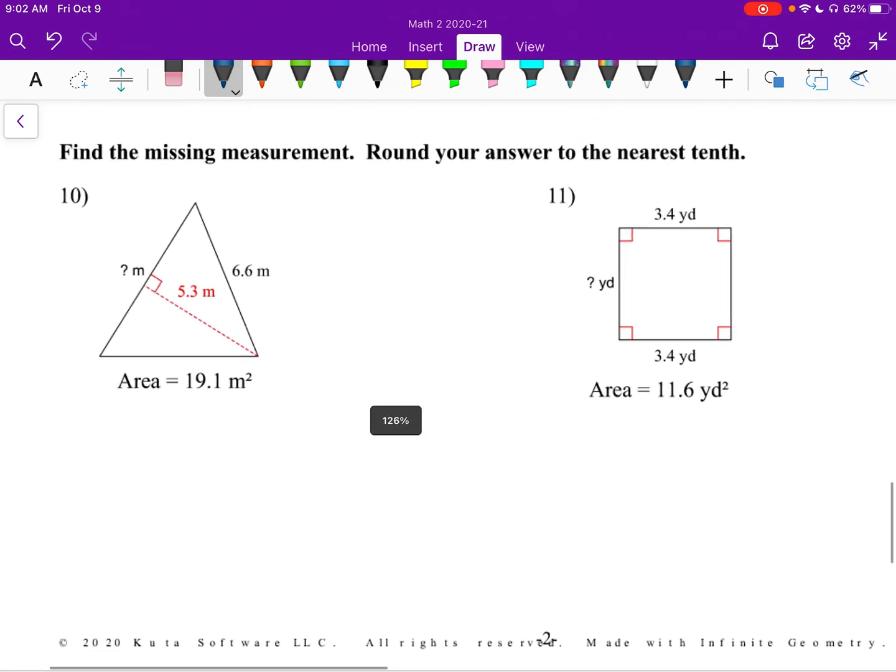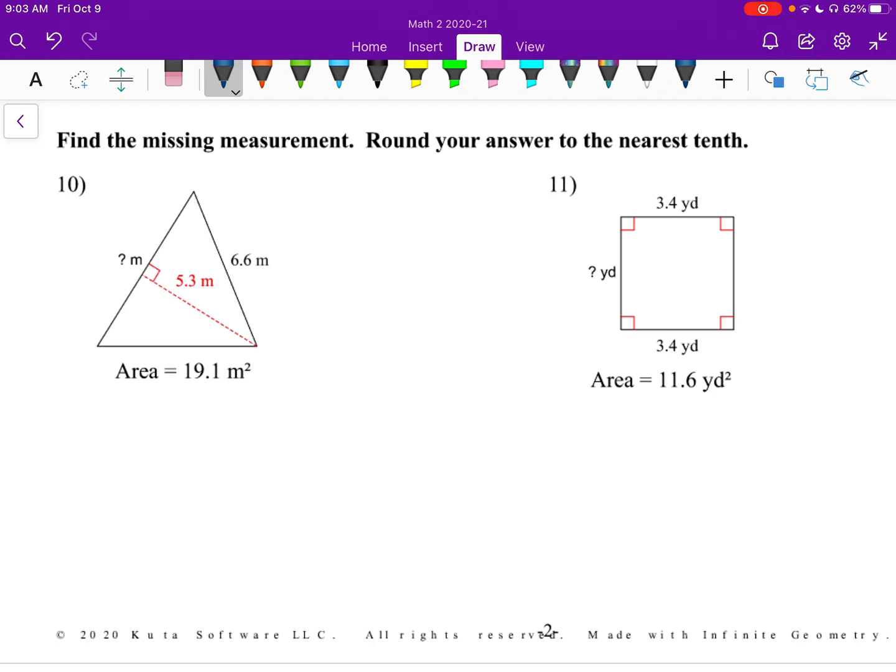Number 10 to number 11, we're going to find the missing measurement, and we're going to round our answer to the nearest tenth. So here they give us the area, and they gave us a missing side length. Now what I like to do is anytime they have these question marks here, I'm just going to make it an X. I'm going to make it an X on both those problems. I don't like dealing with question marks. I'd rather it be an X.